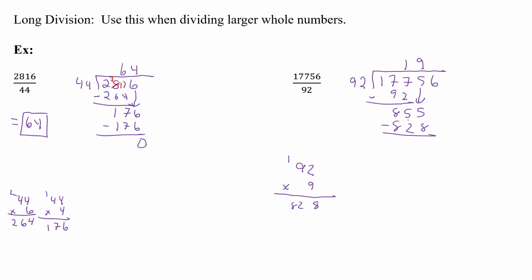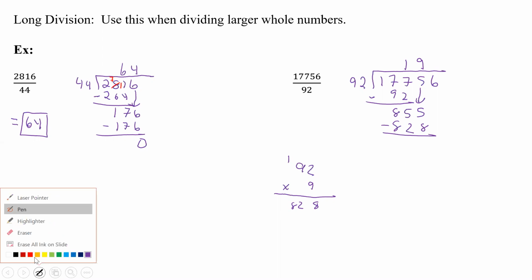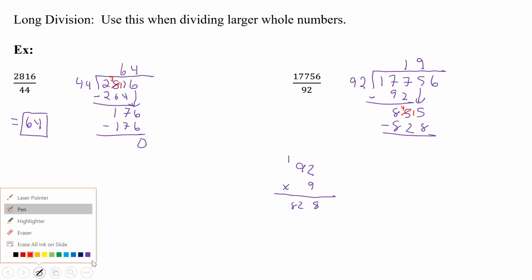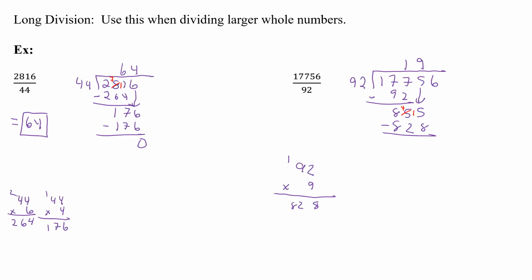And now we subtract. Okay, well, here we have to borrow, so let's go ahead and change colors. So we're going to borrow 1 here. That's a 4 now. We have 15 here. And so 7 plus 8 is 15, so it's a 7. 4 minus 2 is 2. 8 minus 8 is 0. And now we have to bring down our 6.